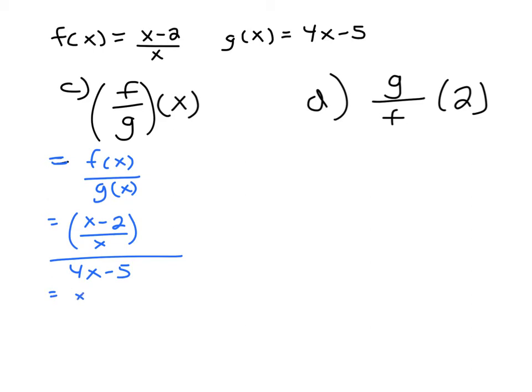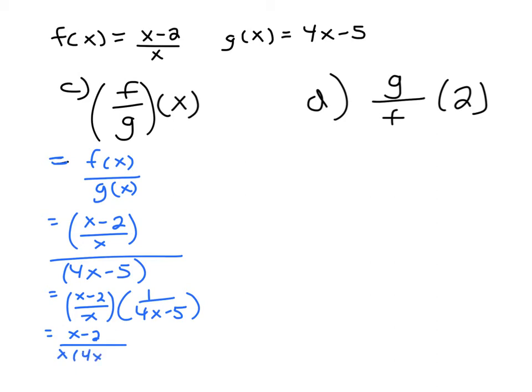If I were to take this, and this is the same thing as this, multiplied by the reciprocal of that, the reciprocal would just be 1 over 4x minus 5. So these two are the same thing. Now let's multiply this across. So this, and then x times 4x minus 5. That's simple enough, so you could leave that as your answer.